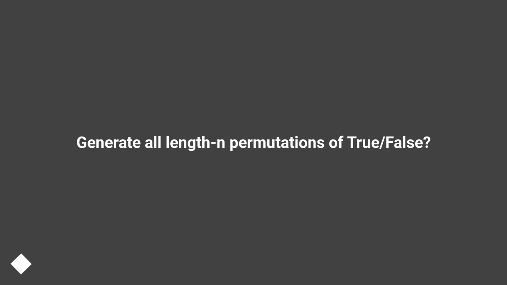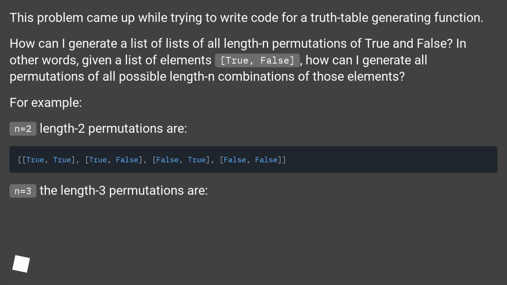Generate all length n permutations of true/false. This problem came up while trying to write code for a truth table generating function. How can I generate a list of lists of all length n permutations of true and false?